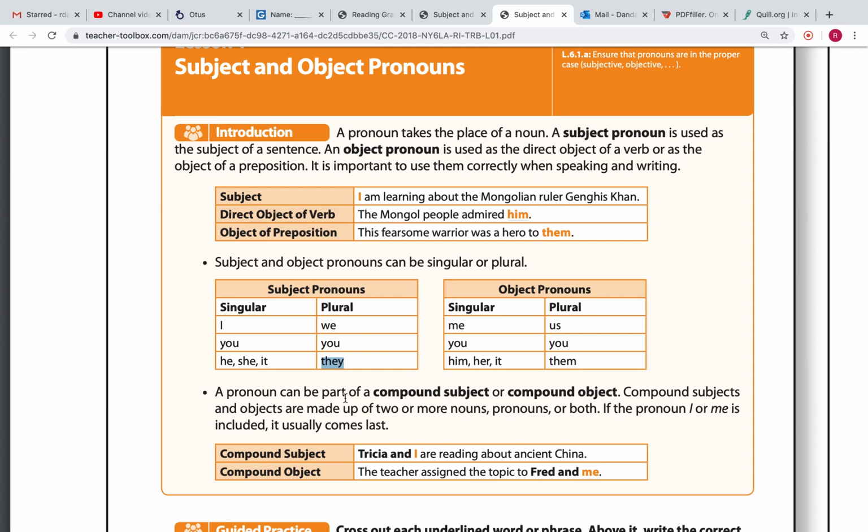Let's talk about object pronouns. A list of singular object pronouns could be me, you, him, her, or it. A list of plural object pronouns could be us, you, or them. A pronoun can be part of a compound subject or compound object. Compound subjects and objects are made up of two or more nouns, pronouns, or both. If the pronoun I or me is included, it usually comes last.